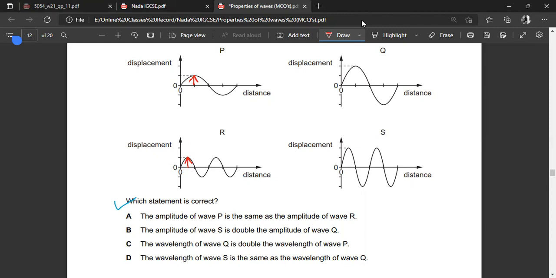Let's continue with the other options. The amplitude of wave S is double the amplitude of wave Q. So the amplitude of wave S is like this. It will be equal to 1 unit, and if we check the amplitude of Q, the amplitude of Q will be the same as the amplitude of S, right? Okay.